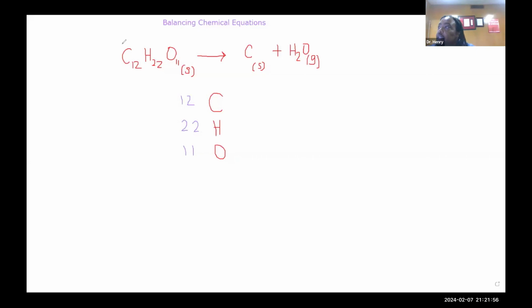It's a solid. Now, this side here is called the reactants because they're going to be doing the reaction, right? So they're called the reactants. On the other side of our yield arrow, this is called the yield.